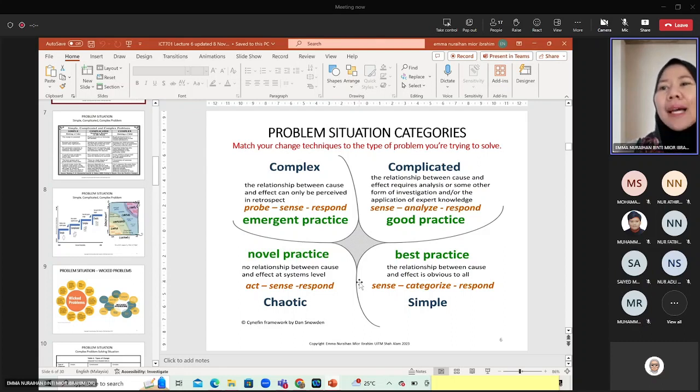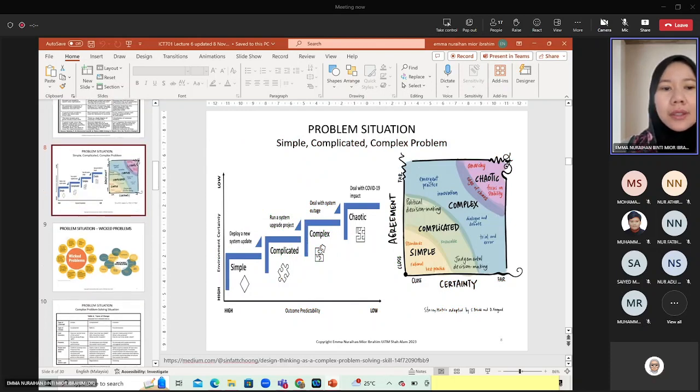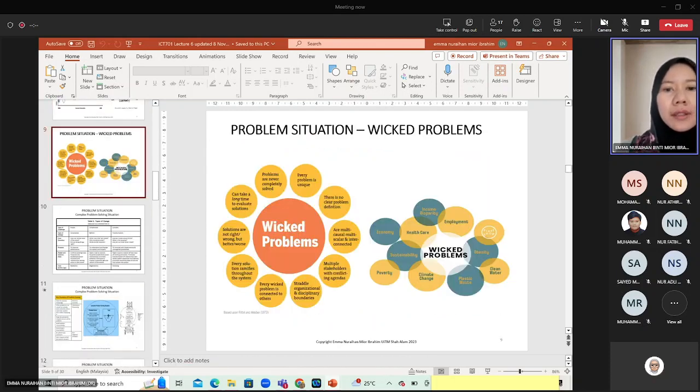how it is applied in reality. Yeah. So I think this figure tells you a lot on that. Okay. All right. So problem situation. Okay. This one. Okay. Wicked problems. I mentioned about wicked problems.